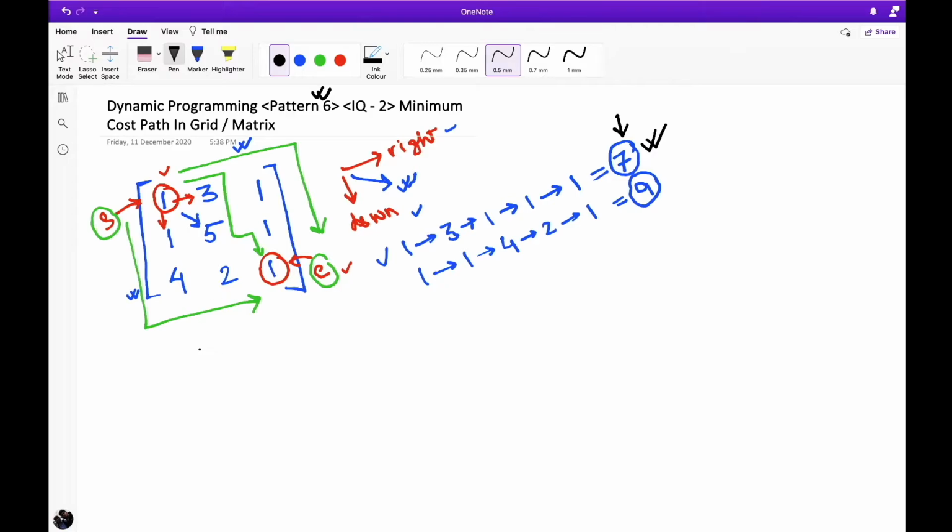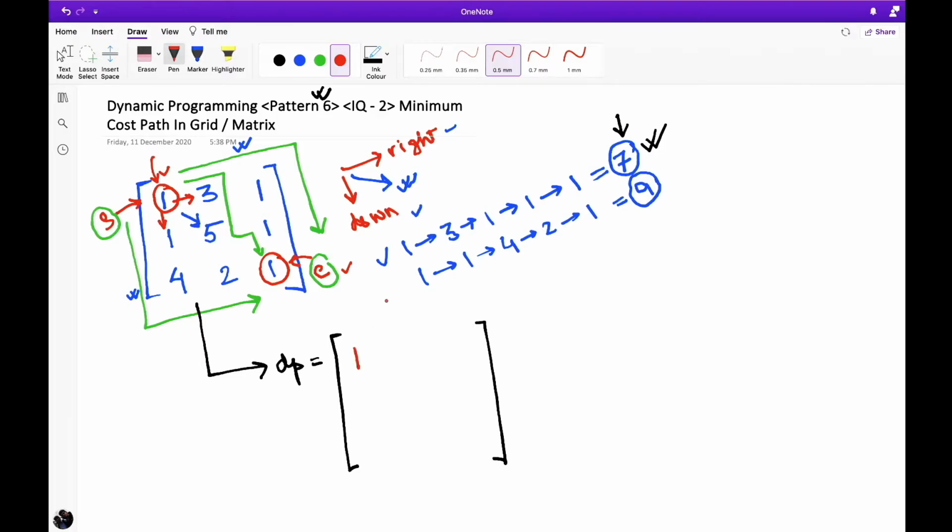To solve this problem using the bottom-up approach, we will first create a matrix of similar size. And let's call this matrix DP. As we are starting from the first index over here, you can see that the cost of traversing to the first index is 1. So we will blindly put 1 on the first coordinate over here.